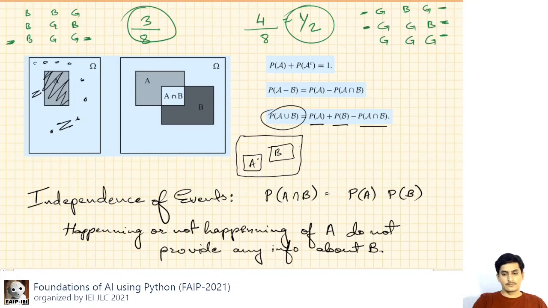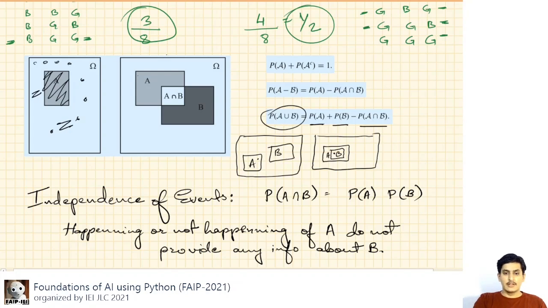Yes, sir. Where A and B are like these, this is A and this is B. Now can I say that if there is a sample in B, it is definitely in A? Yes, sir.